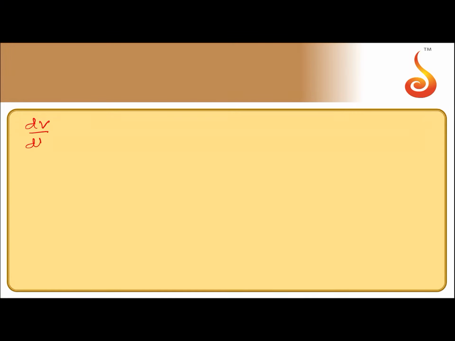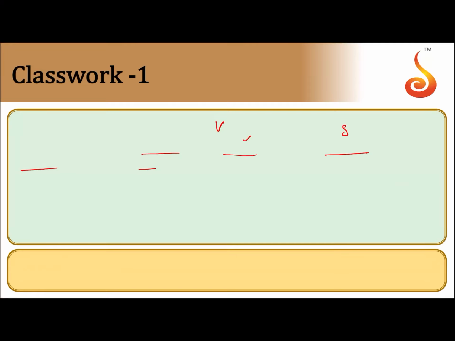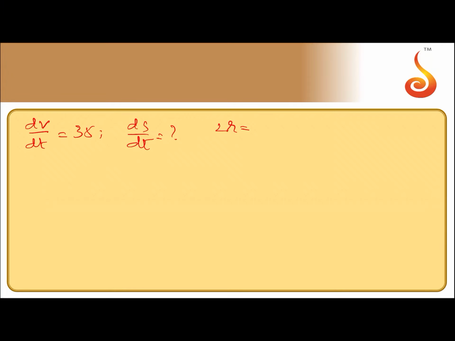It means you are given dV by dt equals 35, and dS by dt is how much when the diameter 2r is given as 14. That means r is equal to 7. Okay, why not calculate the ratio? dS by dt divided by dV by dt. You are given one already and this one you need to calculate.